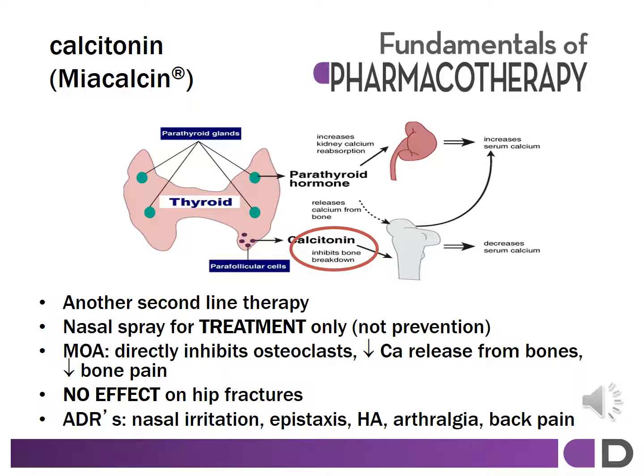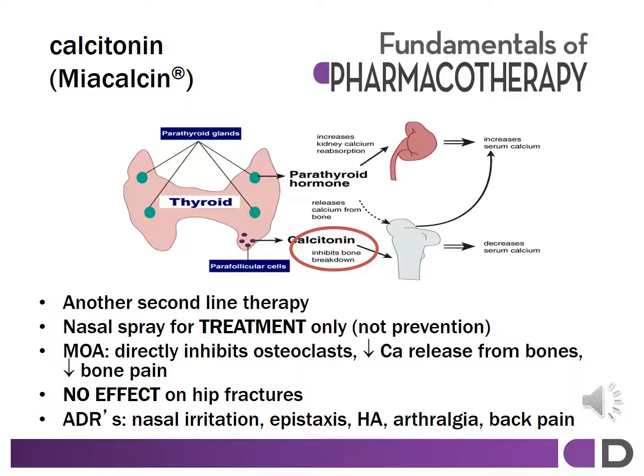The next option is calcitonin, which goes by the brand name Miacalcin. Calcitonin is a naturally occurring substance in our body. However, this medication is made from a recombinant version of calcitonin found in salmon. This medication is administered as a nasal spray. It works by inhibiting osteoclasts. It has very few drug interactions and is generally quite safe. It is only indicated, though, for the treatment of osteoporosis, not prevention. It has also only shown efficacy in lowering vertebral fractures and has no effect on hip fractures.